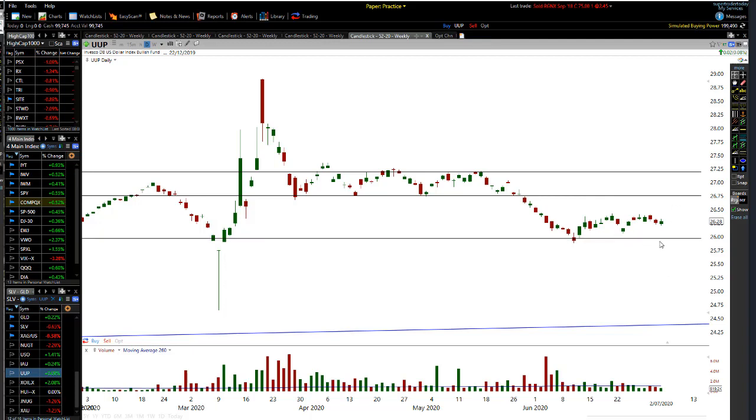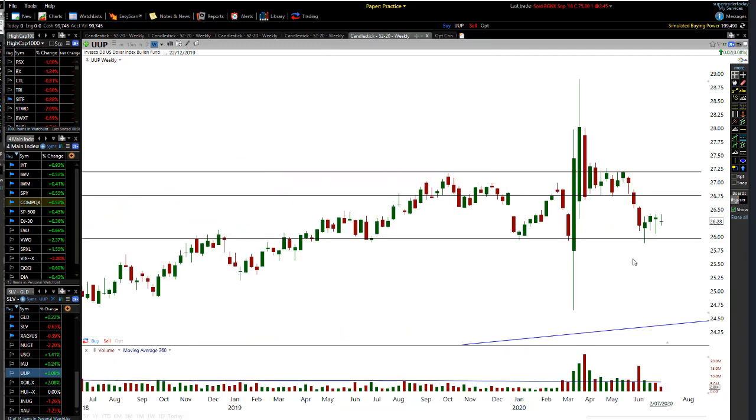What I would love to see is a very nice break below 26. If we do get a very nice strong break, I want a very strong candle break below the 26 level.